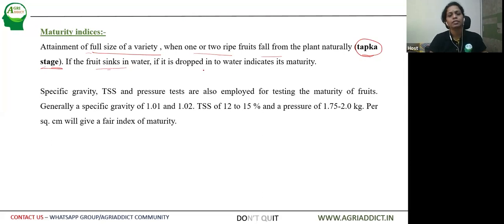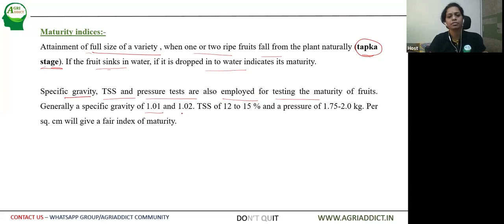If the fruit is dropped into water and sinks, it indicates maturity. So if it sinks in the water, it is a mature fruit. Apart from these maturity indices, some chemical qualities like specific gravity, TSS, and pressure tests may also be used. These are destructive methods of maturity indices, where we cut open the fruit or take the juice from the fruit, thereby testing the maturity of the fruit.